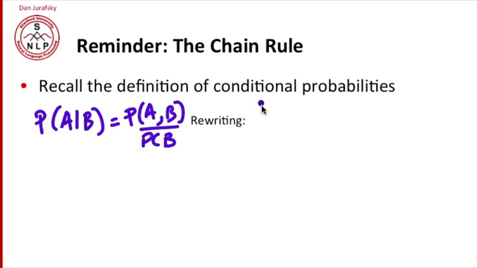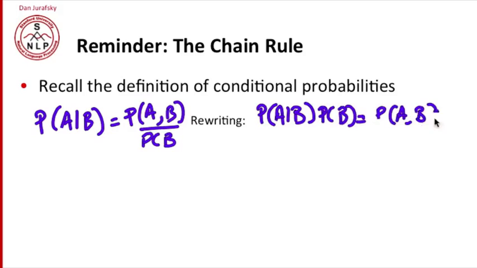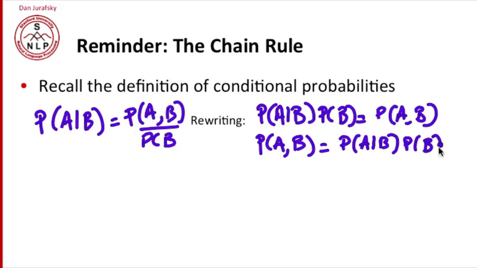And we can rewrite that. So P of A given B times P of B equals P of A comma B, or turning it around, P of A comma B equals P of A given B times P of B.